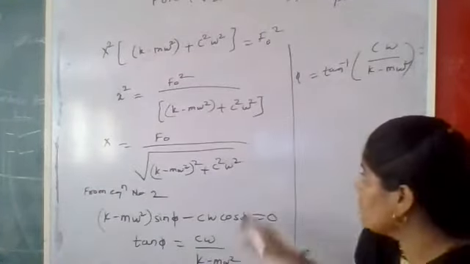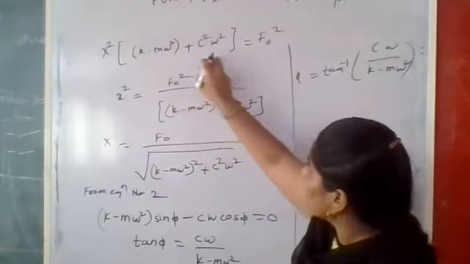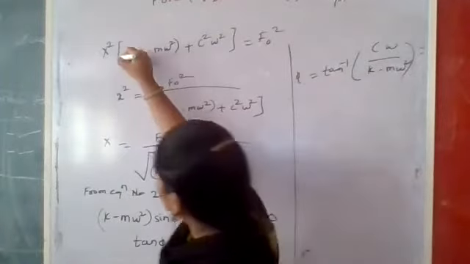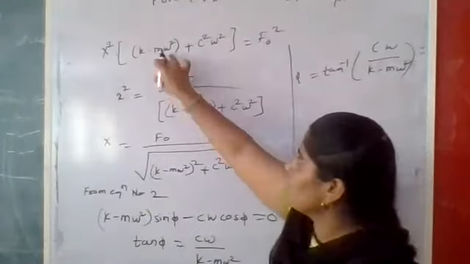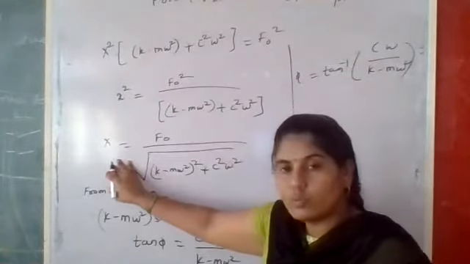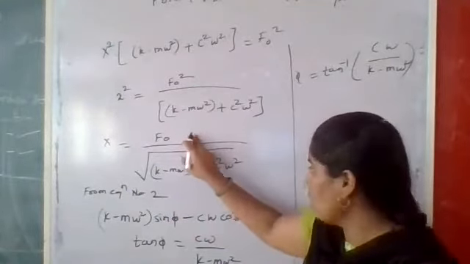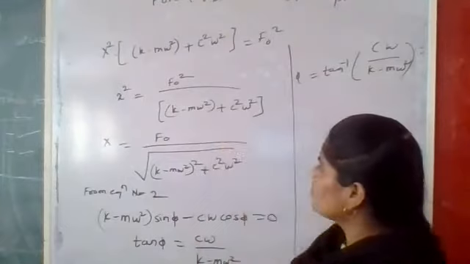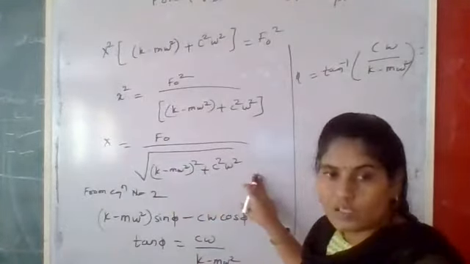After that, X square is equal to f naught square divided by this terminology. If we take the square root on both sides, the root of f naught square is f naught, divided by the root of (k minus m omega square) square plus c square omega square.